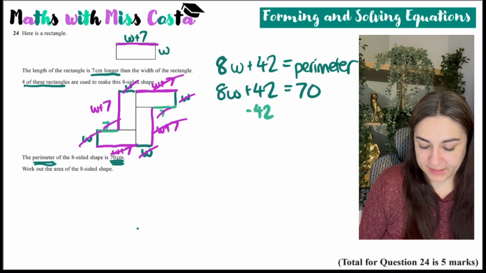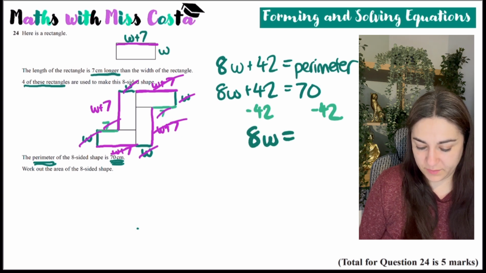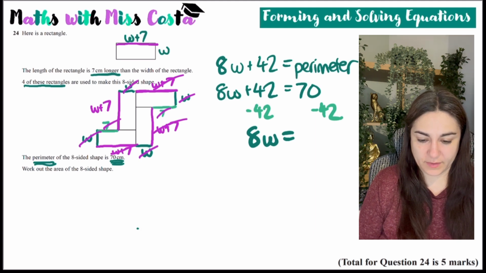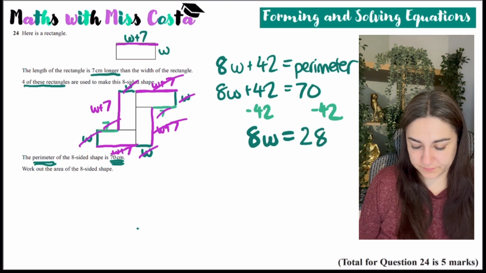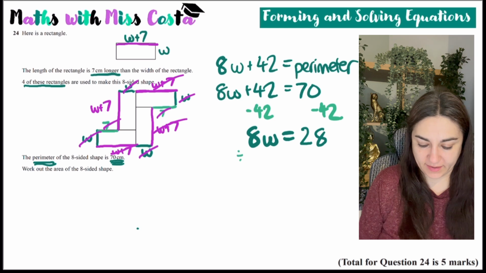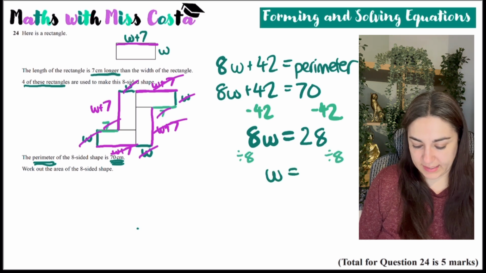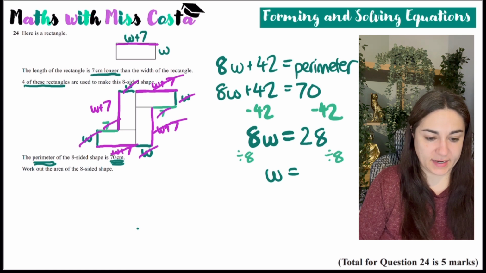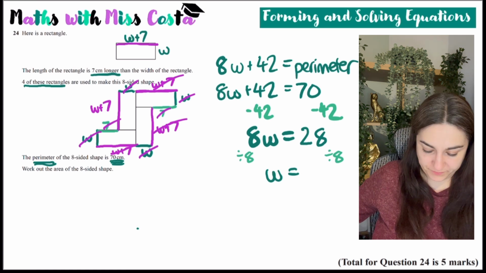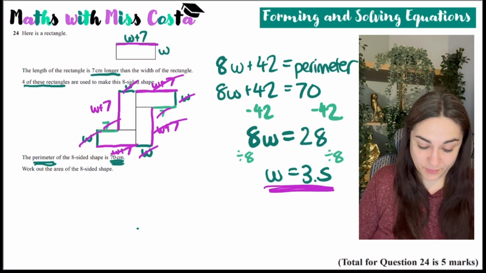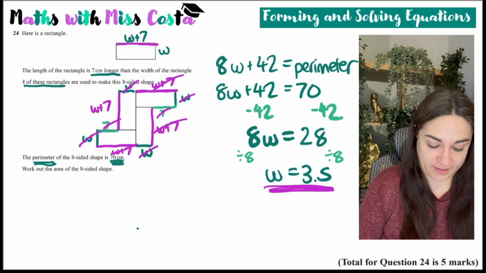So I can then solve it. So I subtract 42 from both sides and I'm left with 8w equals 70 take away 42 is 28. And then I can divide both sides by 8. So w is 28 divided by 8 is 3.5. So I've worked out that w is 3.5, and now I need to work out the area of the shape.